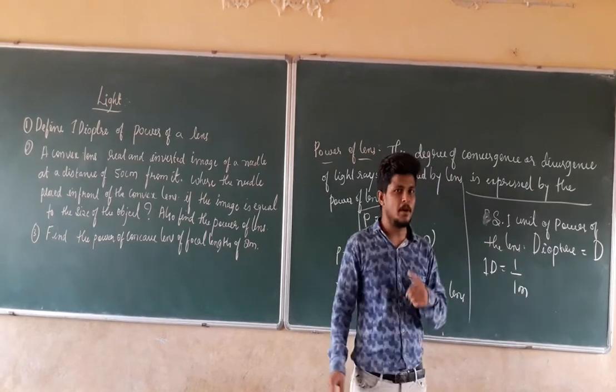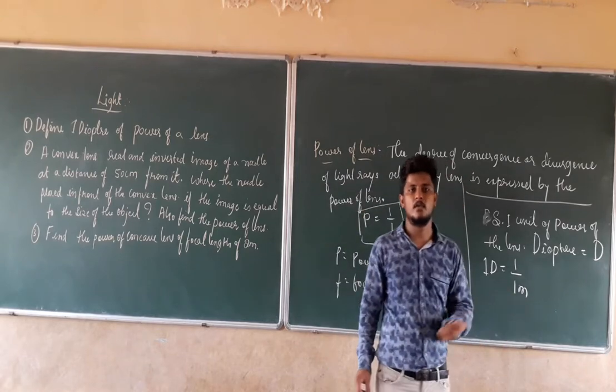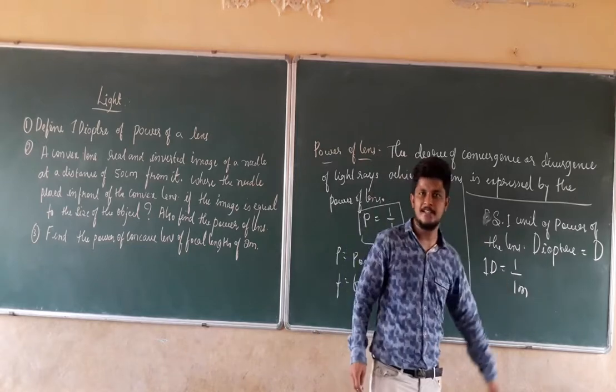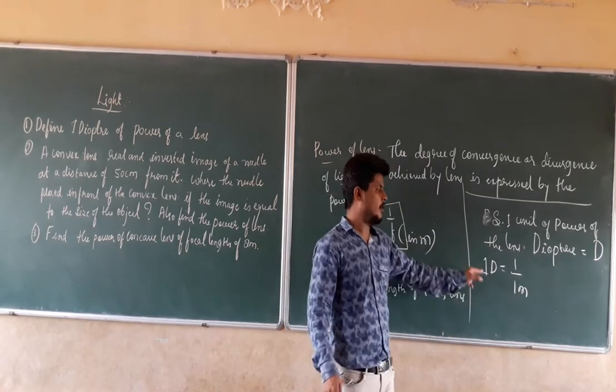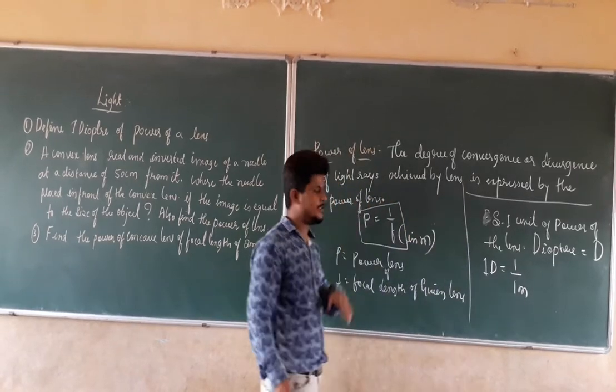If it has a focal length of 0.5 meter, then the power of that lens will be equal to 2 diopters. So the focal length should be expressed in meters only for the purpose of finding the power of the lens. I hope this is clear.